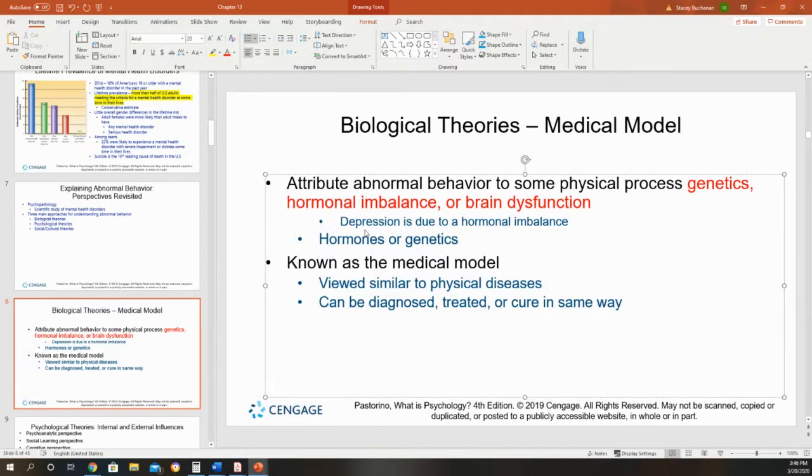They view mental health disorders and abnormal behavior the same way. So treatments for this would be, like I said, medication, surgery. But don't worry too much about that right now, as we'll get more in depth into that in chapter 14.